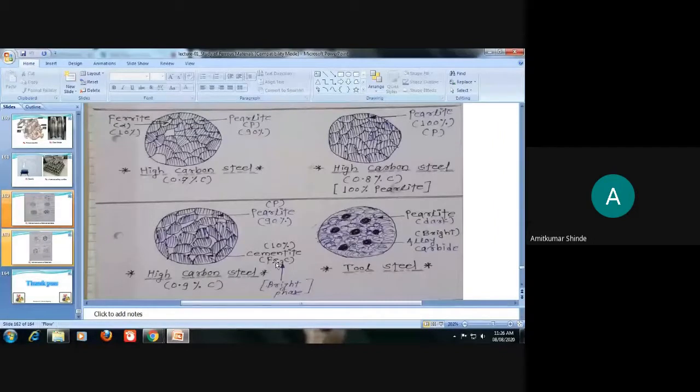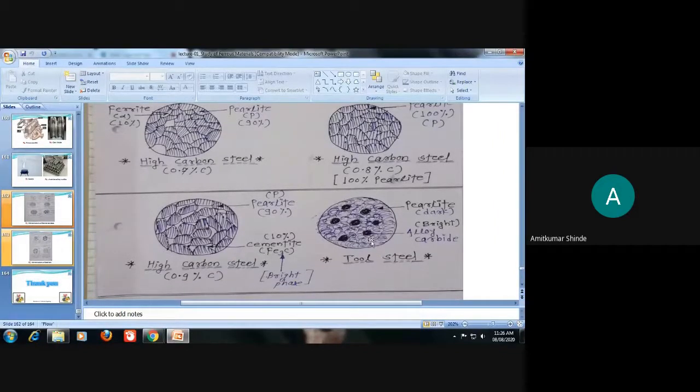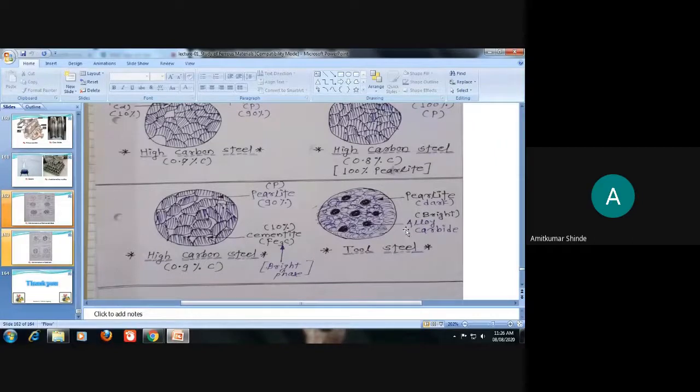Okay. Then for tool steels, this is the tool steel. In this tool steel, perlite will be there. That will be a dark phase, and some bright spots will appear there, and those will be their respective carbides. It may be for any type of tool steel. The perlite phase will be there. In that perlite, the dark phase will be the perlite, and in that some bright spots will be there, and those bright spots will be of carbide.